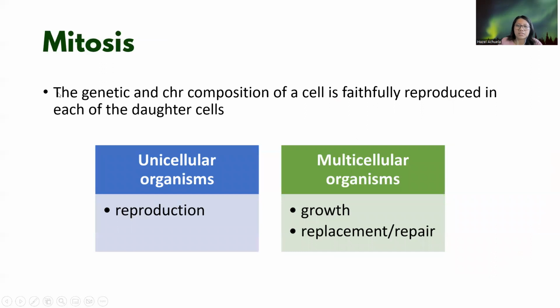So speaking of mitosis, it's actually a process or a stage of cell division wherein the genetic and chromosome composition of a cell is faithfully reproduced in each of the daughter cells. Meaning to say, at the start of mitosis, you have this number of chromosomes, and then at the end of mitosis, you produce the same number. Each cell contains the same number of chromosomes present in the parent cell. Okay. This process, mitosis, serves as a means of reproduction, especially in unicellular organisms. But in us, multicellular organisms, plants, animals, our cells undergo mitosis for growth and for repair or replacement of damaged tissues. So yun yung mitosis.